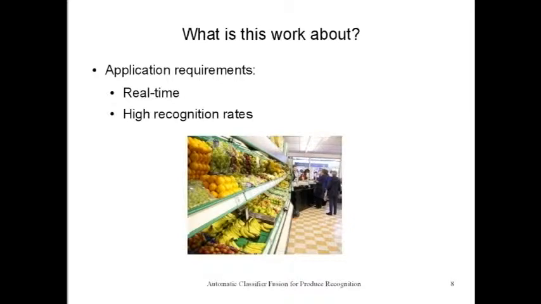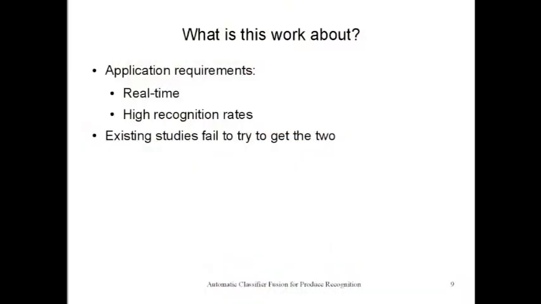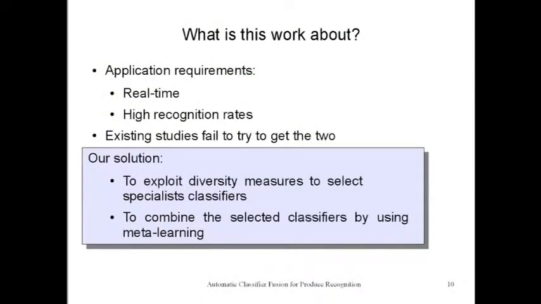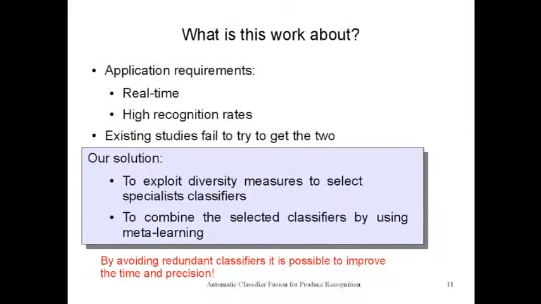This application needs to be real-time and at the same time achieve high recognition rates. But existing studies fail to meet both requirements. Our solution is to exploit diversity measures to select specialist classifiers and combine these specialist classifiers using meta-learning. By avoiding redundant classifiers, it's possible to improve the time and the precision at the same time.